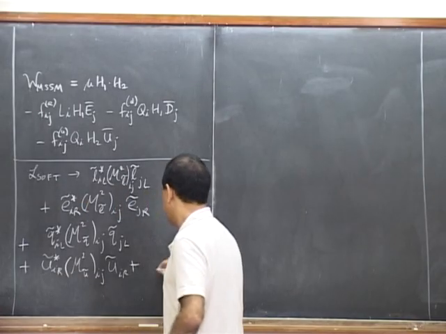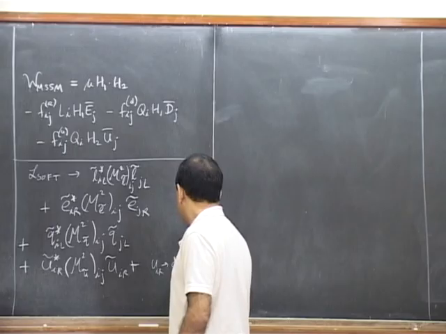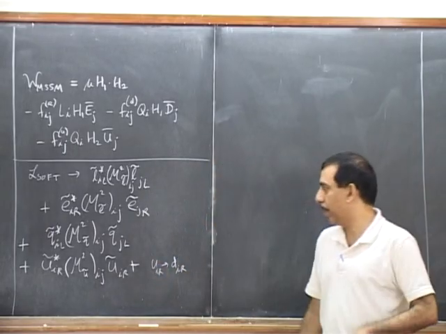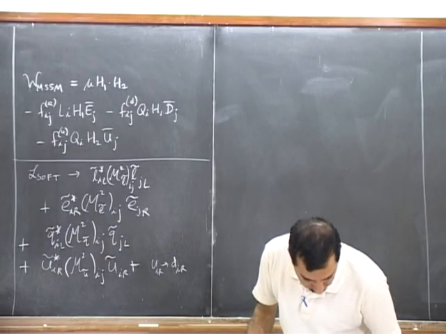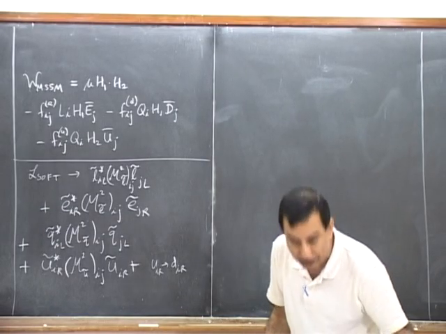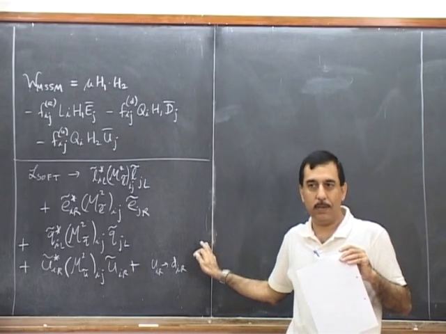And finally, the same thing with up, UIR into DI. So these are the mass terms, but that isn't the end of L soft. By the way, people remember all this, I don't need to go into it again. Is it helpful that I do it once more?